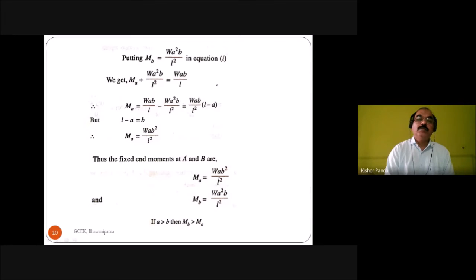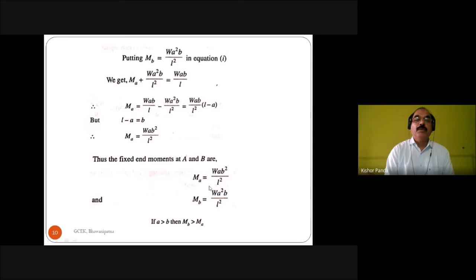So already you have assumed the fixed end moment is negative, the fixed bending moment diagram is negative. So the fixed end moment at end A is minus WAB square by L square, and the fixed end moment at B is MB is equal to minus WA square B by L square. If A is greater than B, then MB is greater than MA. So you have to know this one. This is the moment at the end of the fixed beam.